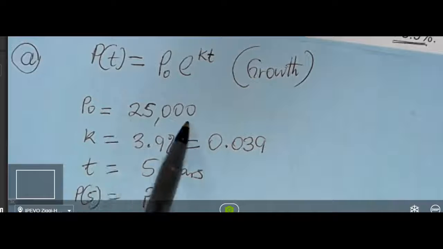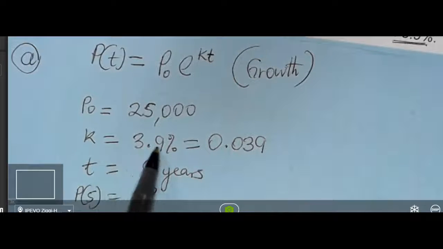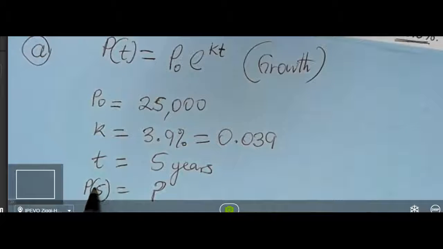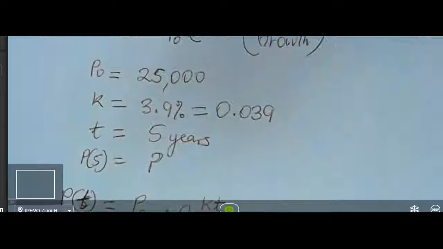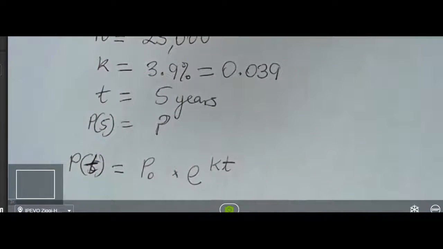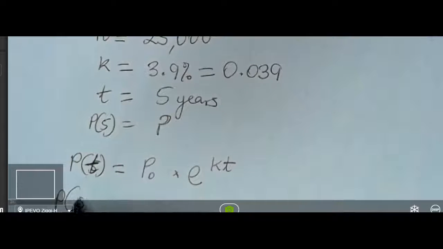So P0, write it out, your rate, change it to decimal, and then your time, they gave you 5 years. We are looking for P of 5. So when the year is 5, what will be the total? That's what we are looking for. So plug everything into the formula. This is the formula, and we are looking for P of 5.